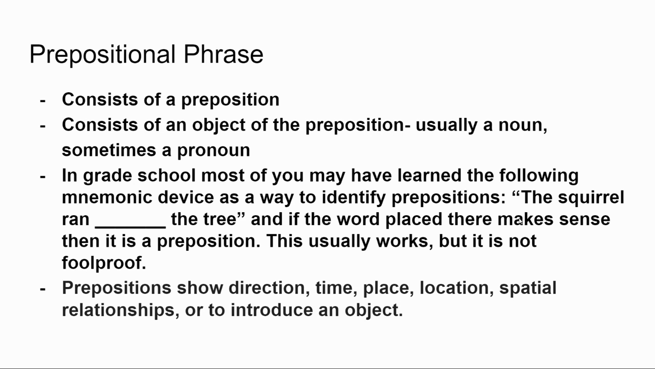A prepositional phrase consists of a preposition and your object of the preposition, which is going to be your noun. It's a phrase, so it's got to have more than one word. A phrase can't just be one word. So it consists of a preposition and an object, usually a noun, sometimes a pronoun.